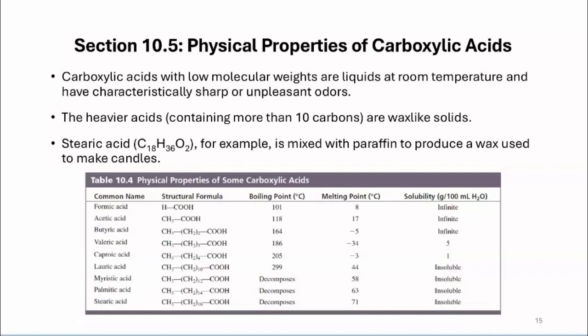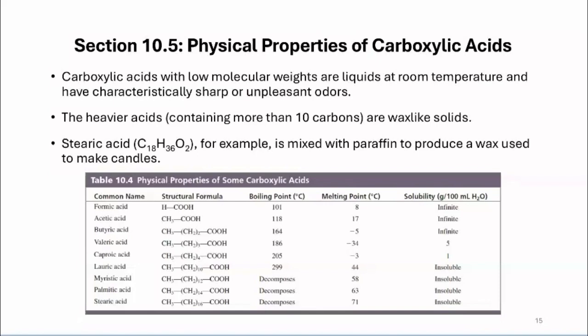But for now, to give you an example of a carboxylic acid that is more wax-like, here we have stearic acid. Stearic acid is a carboxylic acid of 18 carbons. At times it is mixed with paraffin to produce wax, and that is what is used to make candles. We can see that depending on the length of the carboxylic acid, we can see trends.